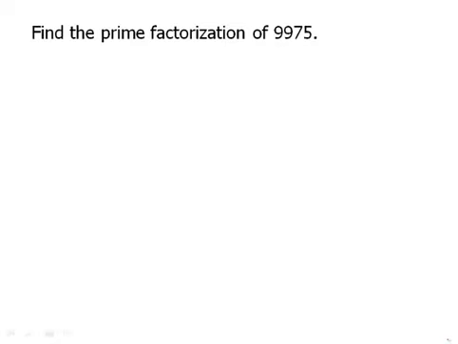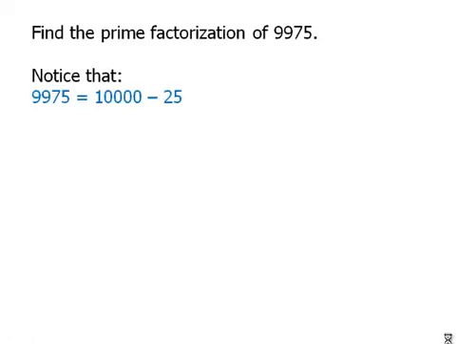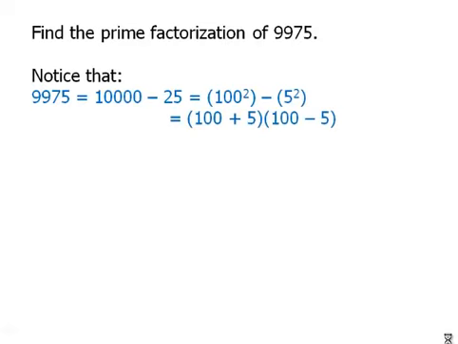Suppose we had to find the prime factorization of 9975. Well, looks like it would be divisible by 25, but then we'd get some other ugly number that we had to divide. That would be difficult doing it the conventional way. But notice that this is 10,000 minus 25. 10,000 is 100 squared. And of course 25 is 5 squared. So this is 100 squared minus 5 squared. 100 plus 5 times 100 minus 5. That gets us down to 105 times 95.